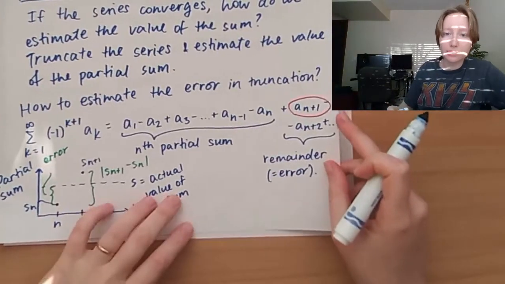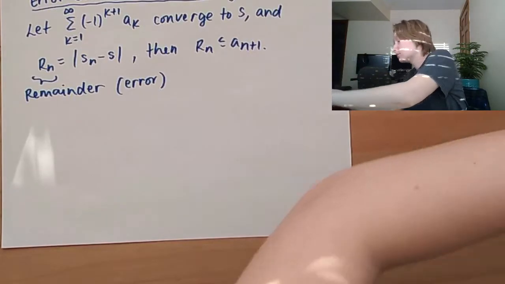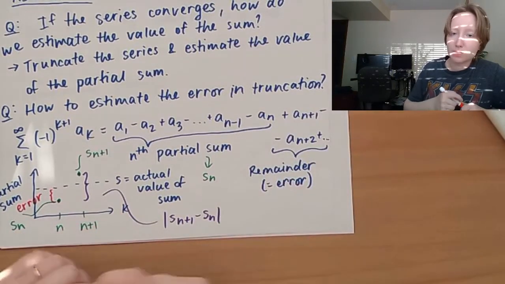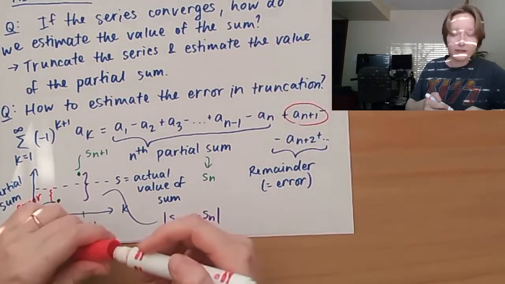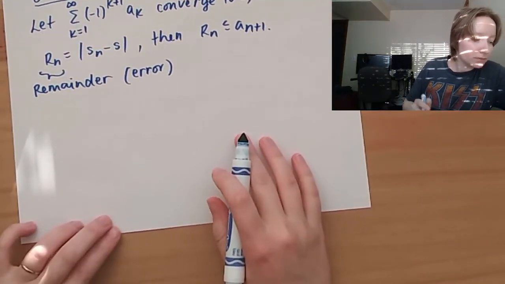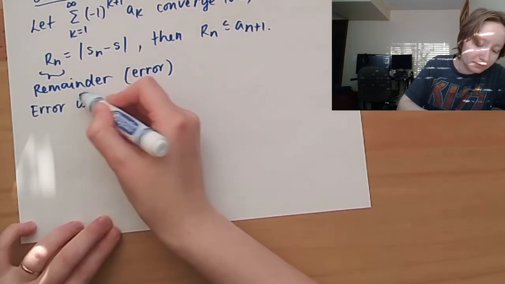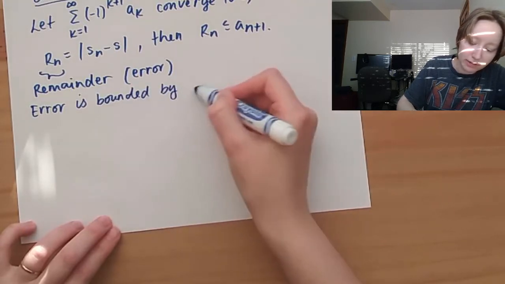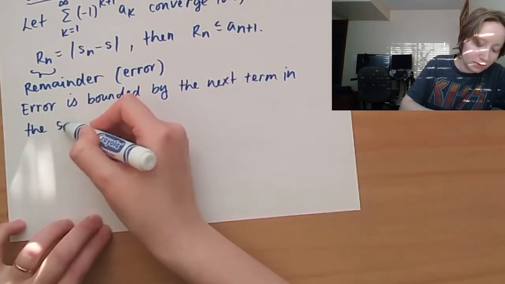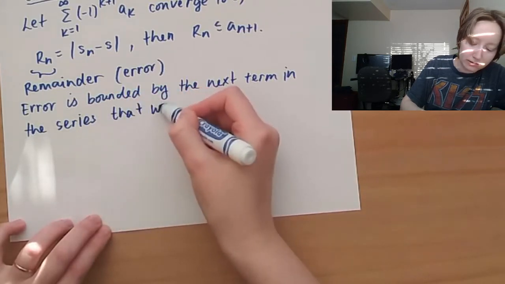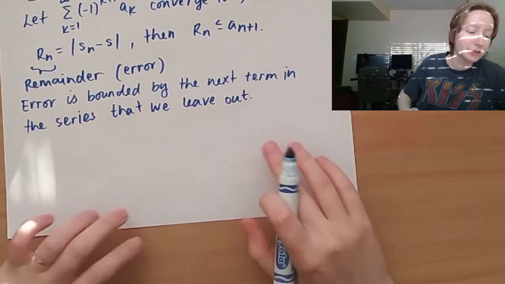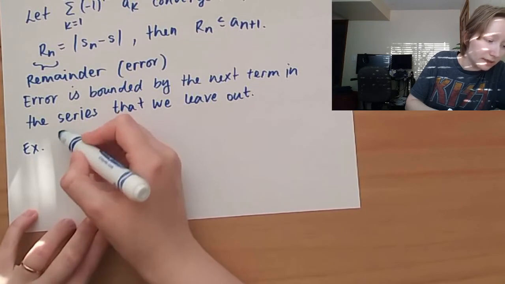So if you take a look at the original series that we started off with, this one right here, the nth partial sum goes up to a sub n, and then the next term in the sum is a sub n plus 1. So that's the next term that we're throwing out. So if I can find out what that is, then, well, I know what my error is as well. So the error is bounded by the next term in the series that we leave out. So that's a pretty neat relationship for alternating series. This is specific to alternating series. So let's do an example and then we'll finish up the rest of the activity.